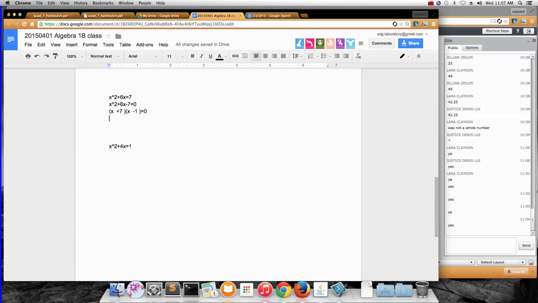This tells me that my answer is x plus 7 equals 0 or x minus 1 equals 0, which tells me x equals negative 7 or x equals positive 1. This is not anything new. We're going back to what we've already done before in the past. Are we cool? Now let me show you the power of completing the square. The awesomeness of this thing. By the way, can you guys still hear me?